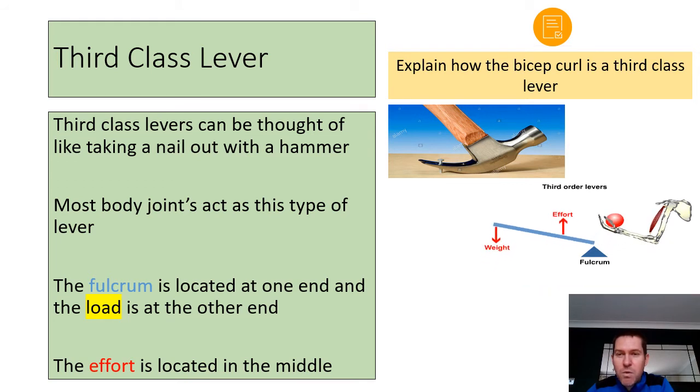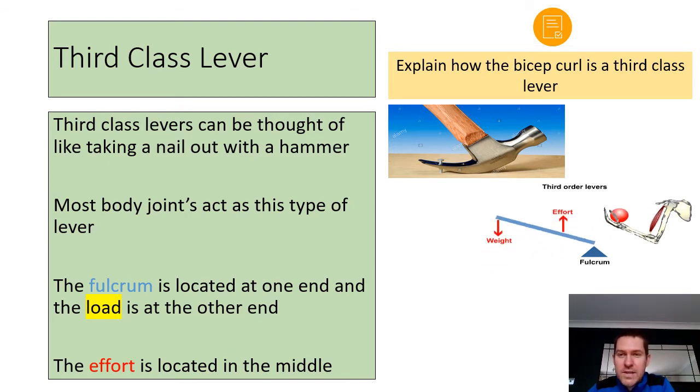but what we're interested in is the insertion. So where the bicep is actually joined to. You can see at the bottom of the bicep, it's joined to the radius, and that's on the other side of the fulcrum. And that's why the effort is actually in the middle. The fulcrum is on the right hand side, the elbow joint, and therefore the load, the resistance, is further away on the left hand side. So that's why a bicep curl will be seen as a third class lever.